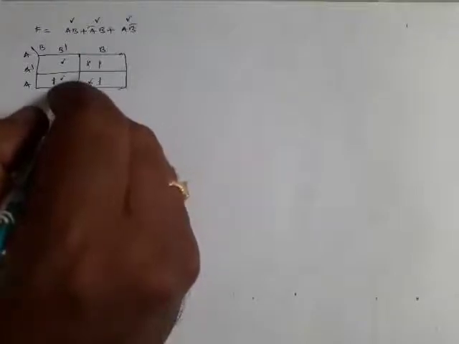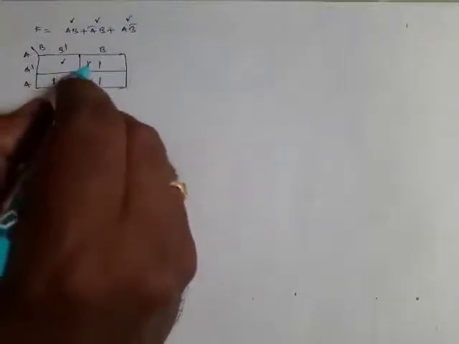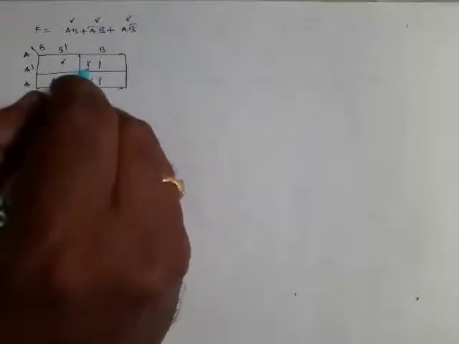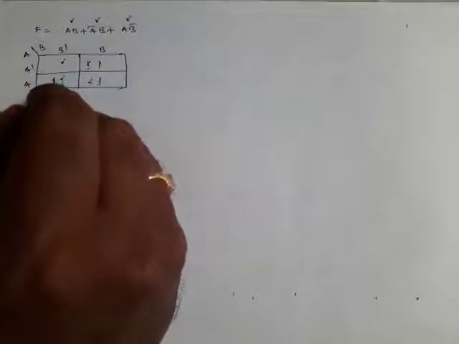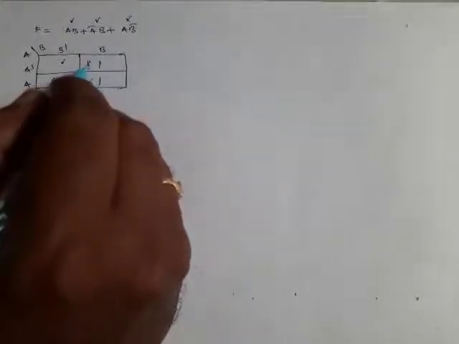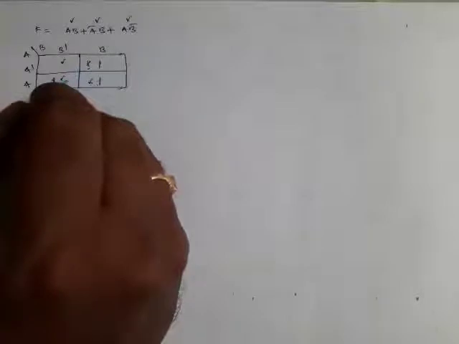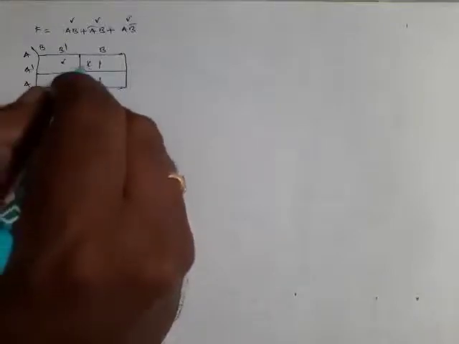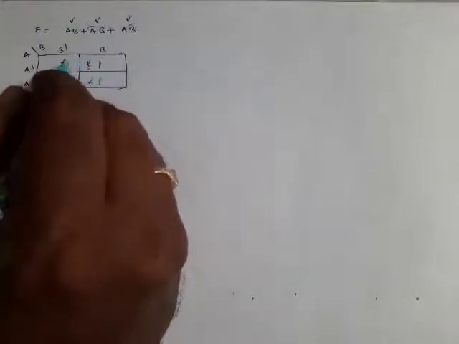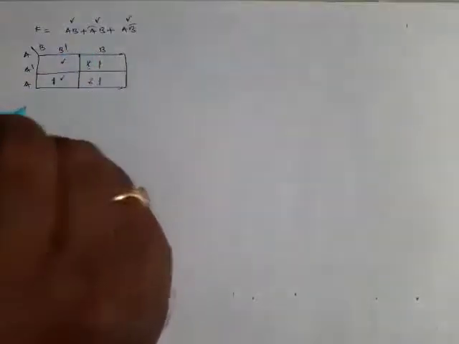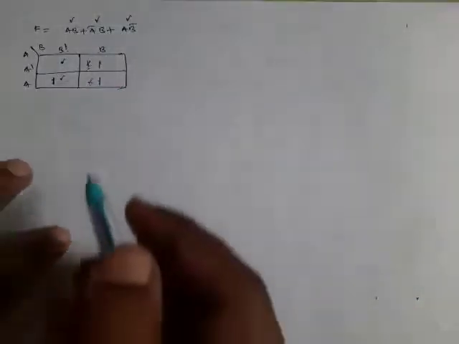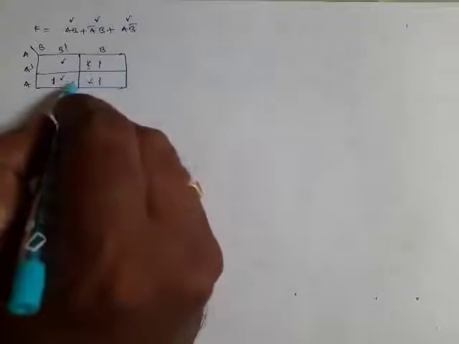But why am I not considering this cell as adjacent to this? You can see that this cell represents A B bar, but this cell represents A bar B, and you can see that when you are moving from this to this cell, there is a change in the two variables. A is changing from A to A bar, and B is changing from B bar to B. So since there is a change in the two variables, I do not consider this cell adjacent to this.